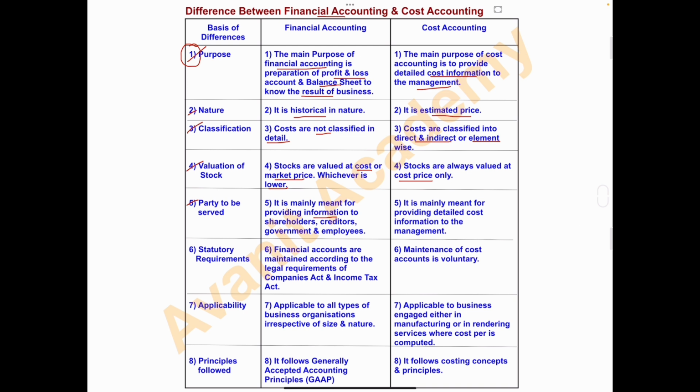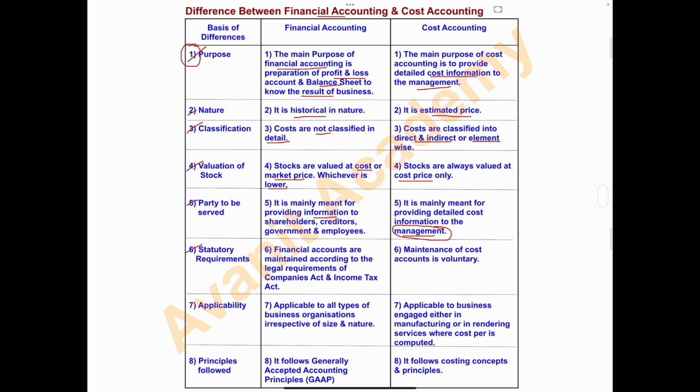In cost accounting, it is mainly meant for providing detailed cost information to management. In financial accounting, whatever the financial report or the financial information is provided to internal and external users, that is the management of the business and outside the business. But here in cost accounting, the cost information is only provided to the internal user, that is the management of the business. The cost information is not available or it is not provided to the outsider. It is only meant for management, the internal users of the information.